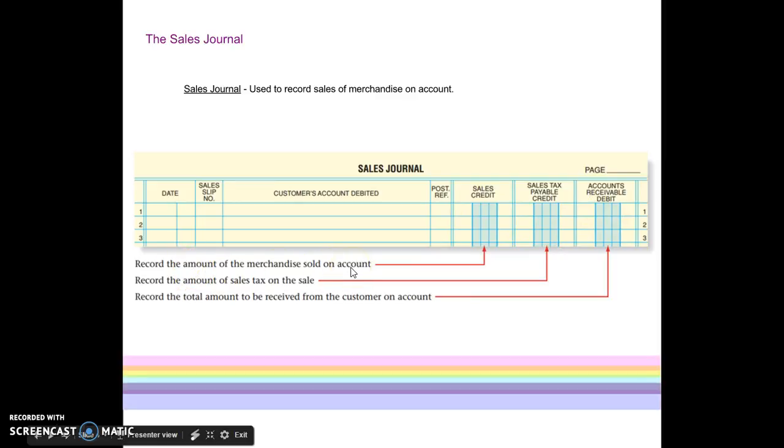That's the amount of the merchandise sold on account. How much sales tax do we have to consider? And then also, how much are we charging our customer, which is the sale plus the sales tax payable?